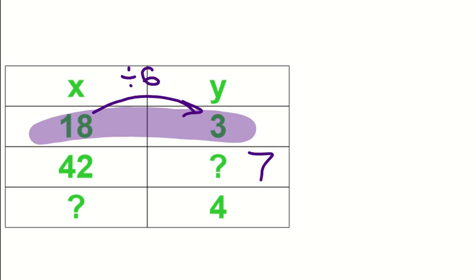Now, what about that missing X value? No? 24. Since the X value is on the other side, we got to go the other way. If we're going the other way, we're doing the opposite. So opposite of dividing by 6, we're going to be multiplying by 6. So 4 times 6 is 24. Okay? Any questions on those?